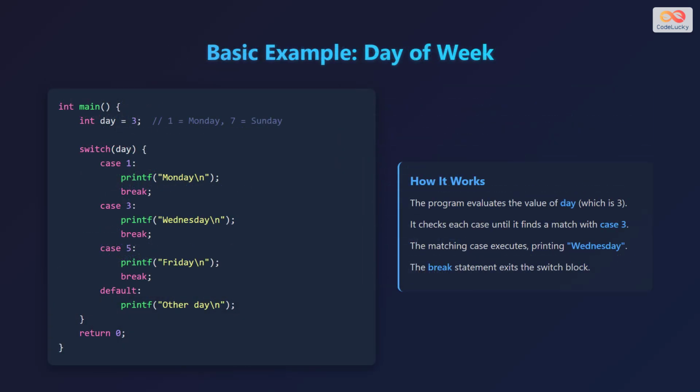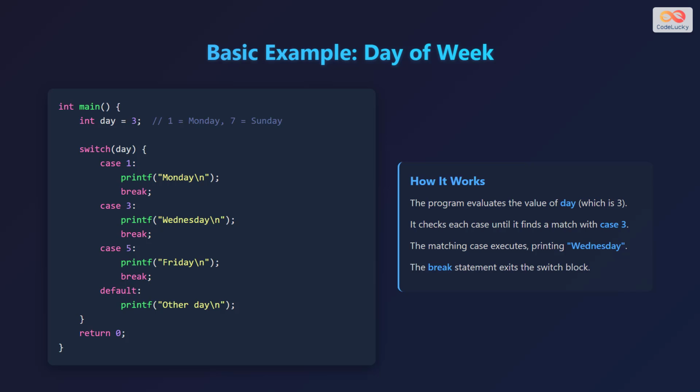Let us consider a basic example. This program determines the day of the week based on an integer value. The main function initializes an integer variable day to 3, where 1 represents Monday and 7 represents Sunday. The switch statement then evaluates the value of the day variable.